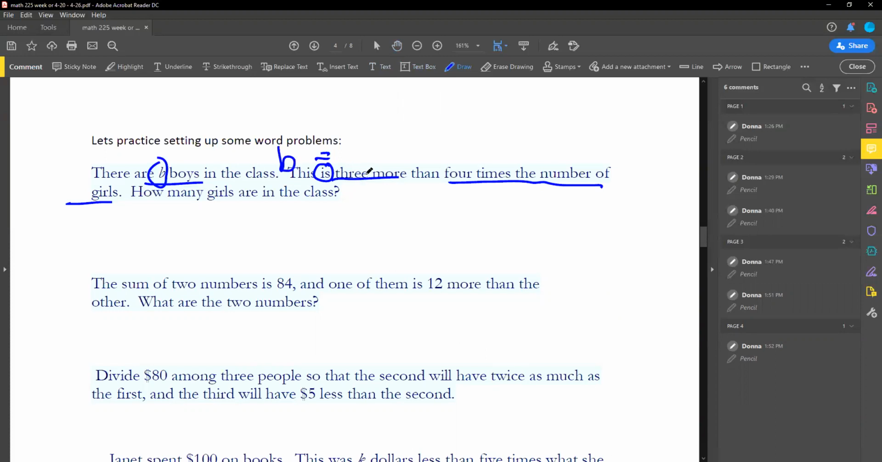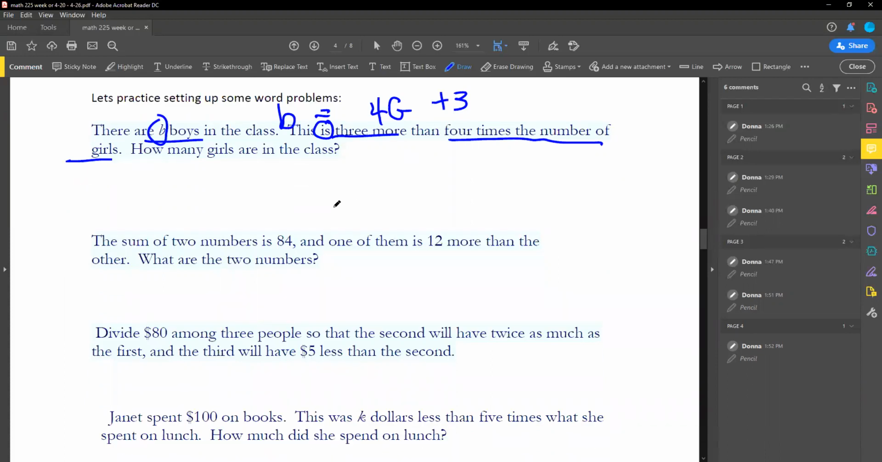3 more means I'm going to add 3. That's taken care of. Then 4 times the number of girls. So 4 times the number of girls, let's call it 4G. And that's it. And they want to know how many girls are in the class, and then you can solve it. The main problem you're going to have is setting this thing up. And notice you can only solve this in terms of boys. So the equation I have: the number of boys is 4 times the number of girls plus 3.